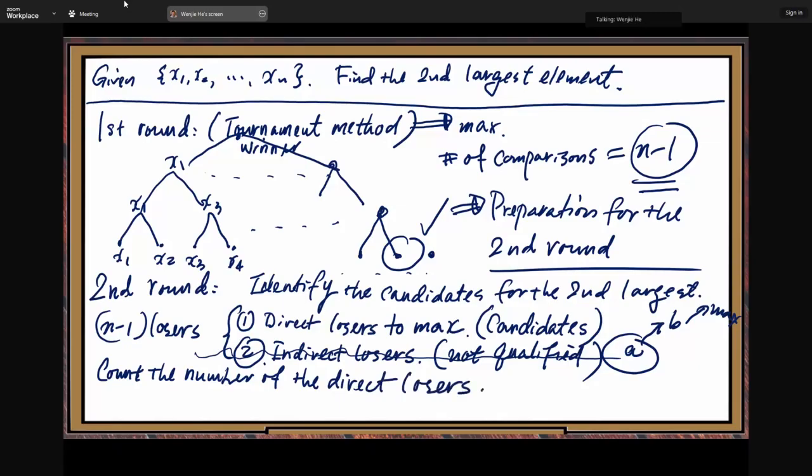How do we count? If we can count, we're almost there. The question is, how do we count? Let's look at this tournament diagram here. We need to count the number of games this max player plays. Each round, there is only one direct loser. Second round, second direct loser, and so on, until the last round. So we just need to count the number of rounds.